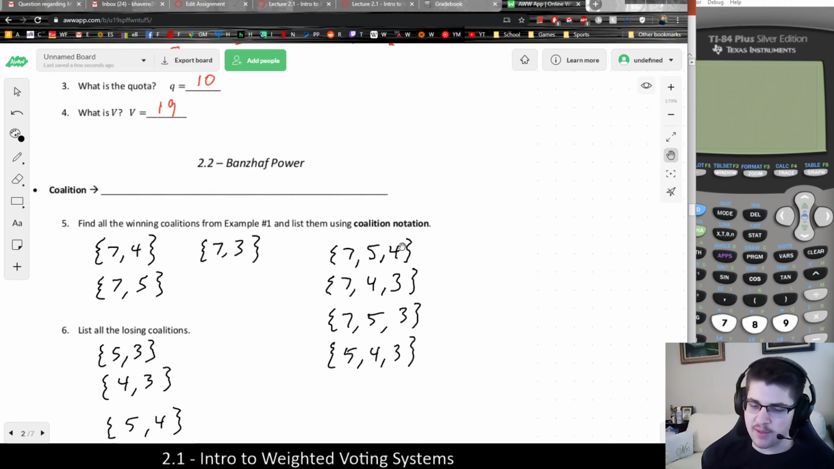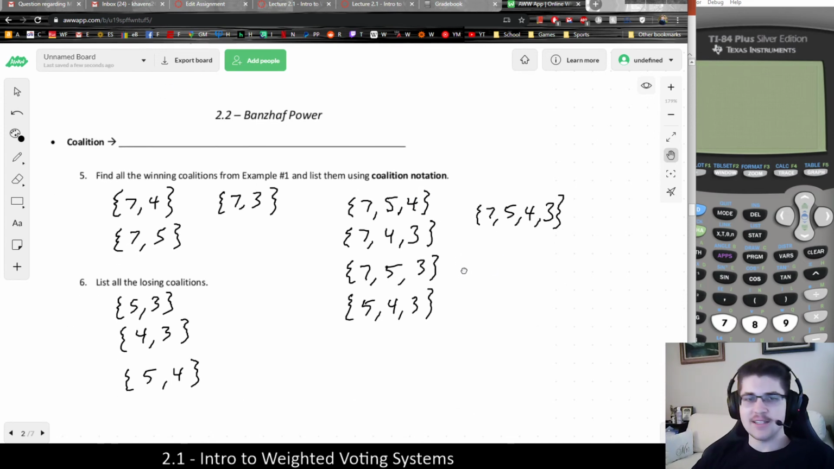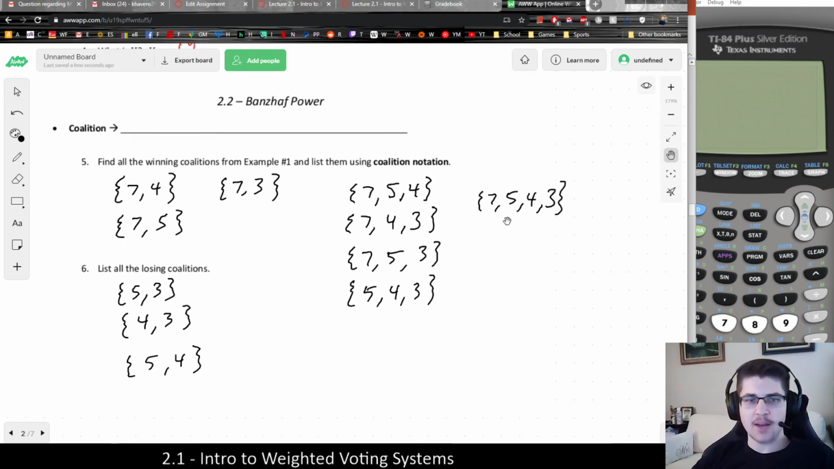And also another possibility is what's sometimes called the grand coalition, or the coalition of everybody saying yes, which you could also say is a unanimous decision. If everybody says yes, well then that's a clear-cut decision. Of course it should win when it's unanimous, but that is another option. So basically here we have all of our winning coalitions.